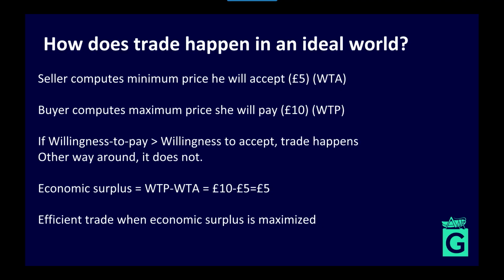If it doesn't happen, no trade is going to happen. If I'm charging £5 for that glass of water, but nobody's willing to pay £5, no trade is going to happen. Right? And economists call that difference between the two the economic surplus. And what they say is there is an efficient trade when you maximize the value of that surplus. You're transferring an item from somebody who values it less to somebody who values it more. That's what we mean by efficiency.